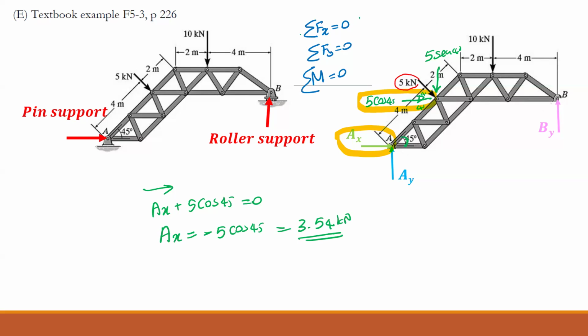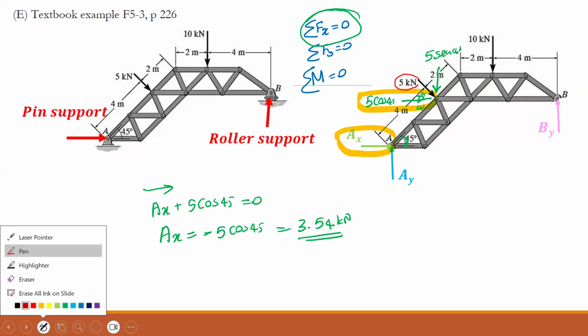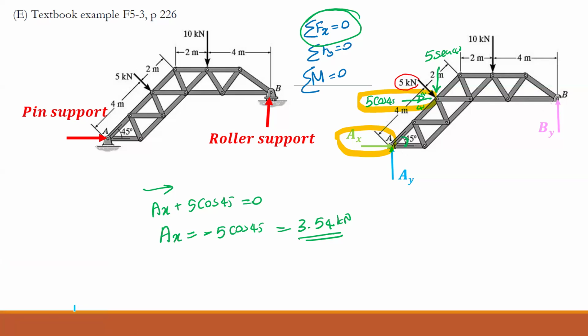So we applied this condition: the sum of the forces in the x direction should be equal to 0. We added all the forces in the x direction, made it equal to 0, and found an unknown force, which is Ax. Now we consider all the forces in the y direction. If you don't understand, tell me, okay? Otherwise, I assume that you understood everything.